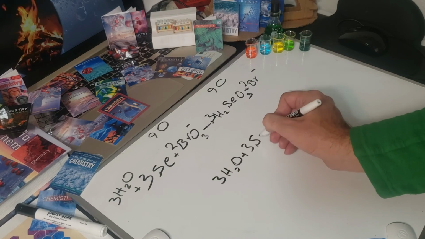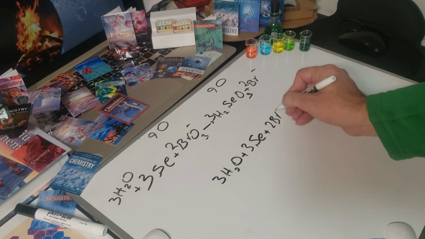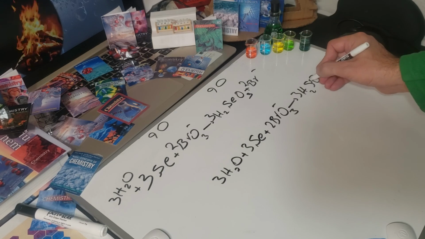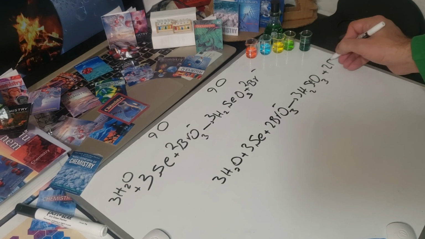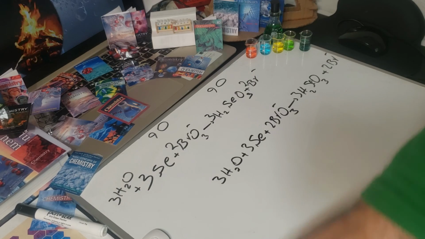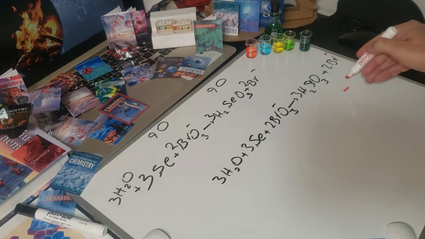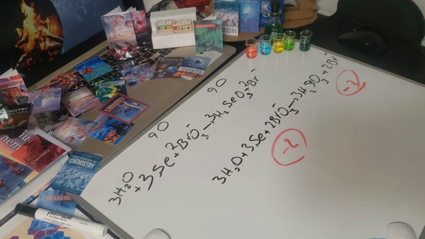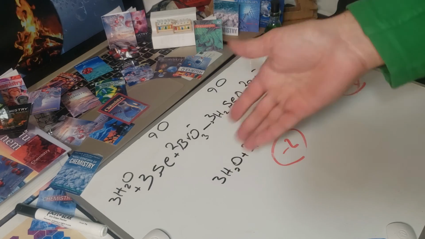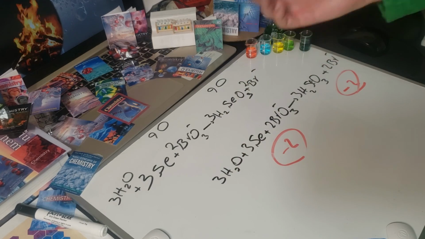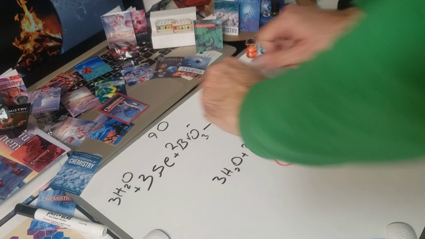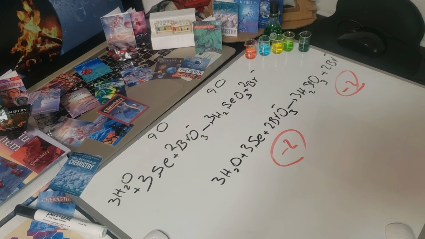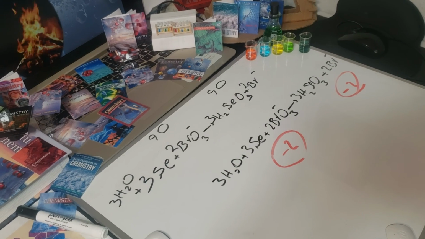3H2O plus 3Se plus 2 BrO3 minuses, giving me 3H2SeO3 and 2 Br minuses. The charge, if you check, is just -2 here, -2 here, and for both equations you would have the same equation. You don't need to add any H plus or OH minuses because you have the same amount of oxygen. I'm going to wrap this video up here for the first session on balancing redox reactions.